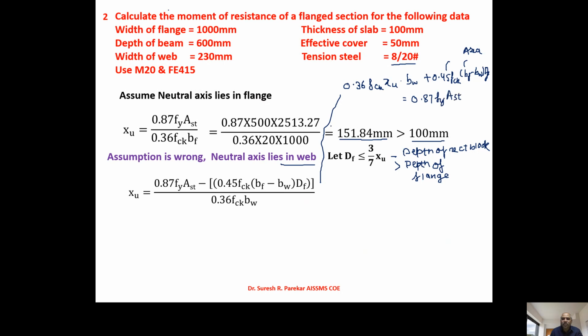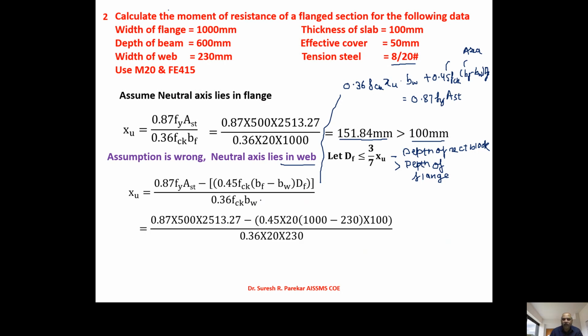And these terms we have rearranged, and therefore we will get the value of xu. Substituting all values, we get xu as 241.71 millimeter. Now we have to calculate 3/7 of xu. 3 by 7 into 241.71 comes to 103.59, and our assumption is correct. This is greater than 100 mm, and as it is greater than 100 mm, the depth of the rectangular block is greater than the depth of flange, and therefore the whole portion has the same uniform stress, which is 0.45 fck.